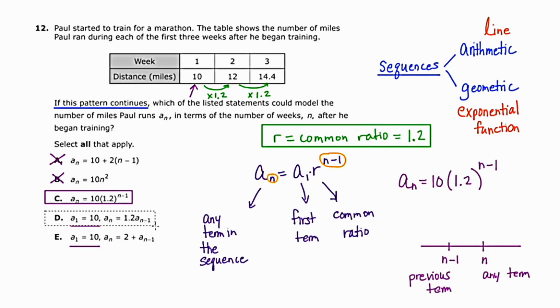And very quickly, just checking answer choice E, this states that the first term is 10 and that any term is equal to 2 more than the term before it. And that's not necessarily true. From here to here is 2 more, but from here to here was 2.4 more. So the two answers that work are answer choices C and D for this geometric sequence.